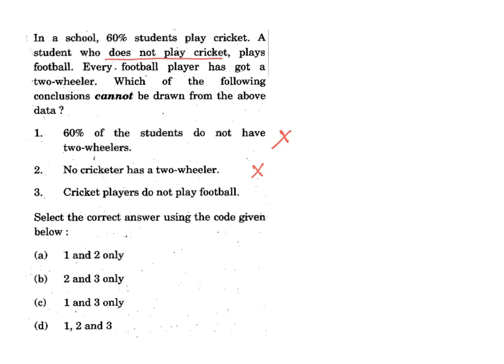Who does not play cricket? A student who does not play cricket plays football. So it is clear from that, cricket players do not play football. So obviously it is true. He is asking which cannot be drawn, which means which are false. So A, 1 and 2, both of them are false.